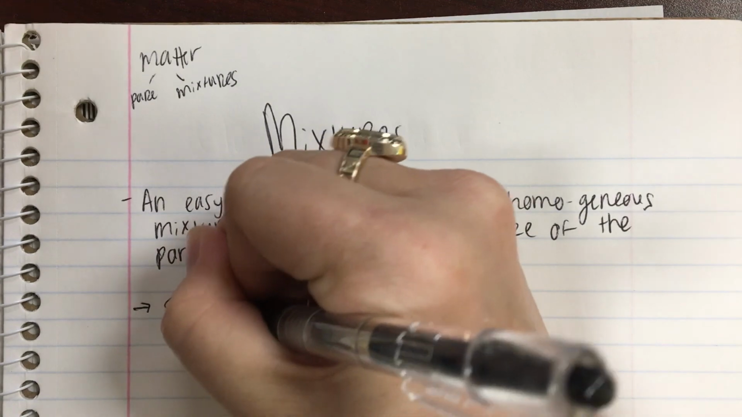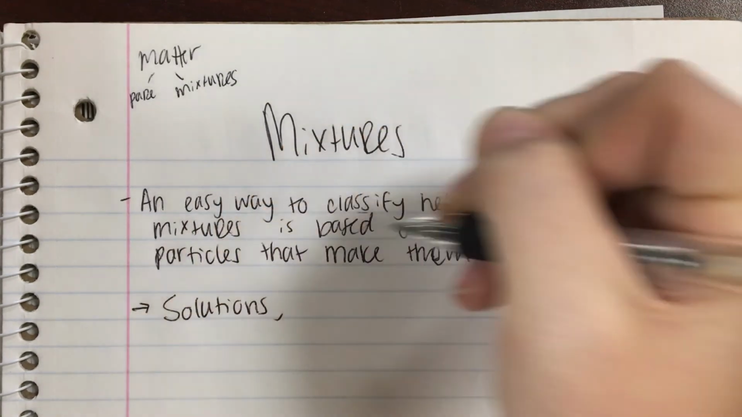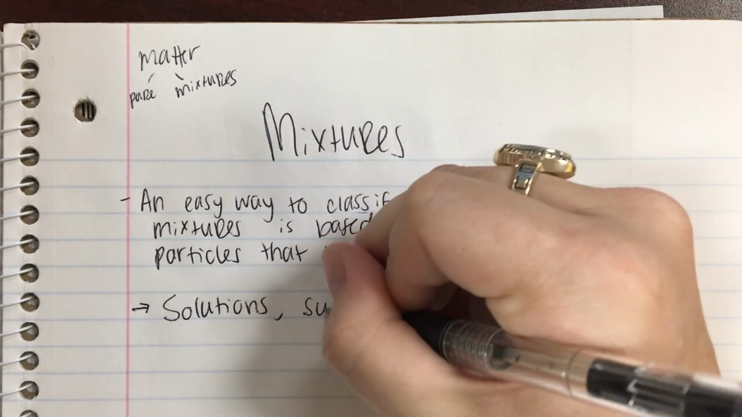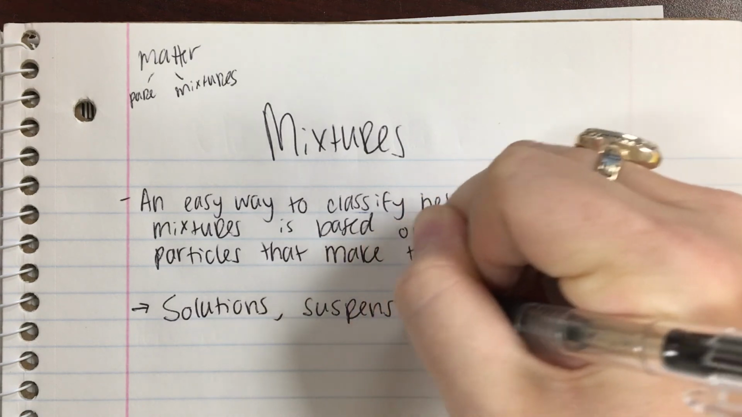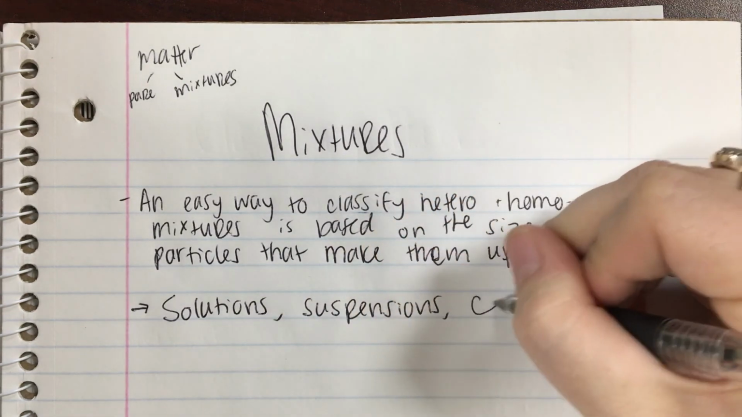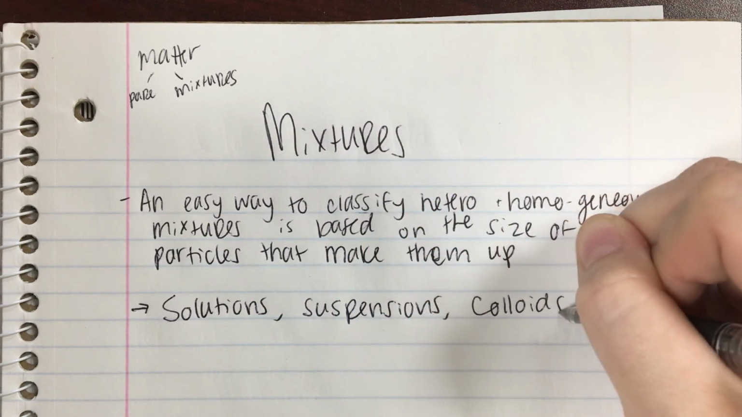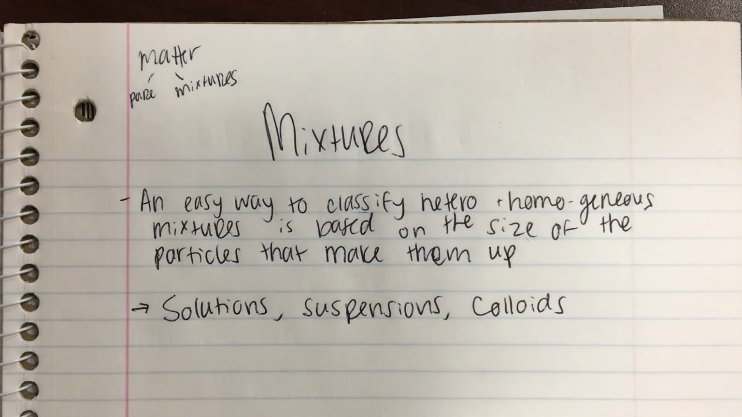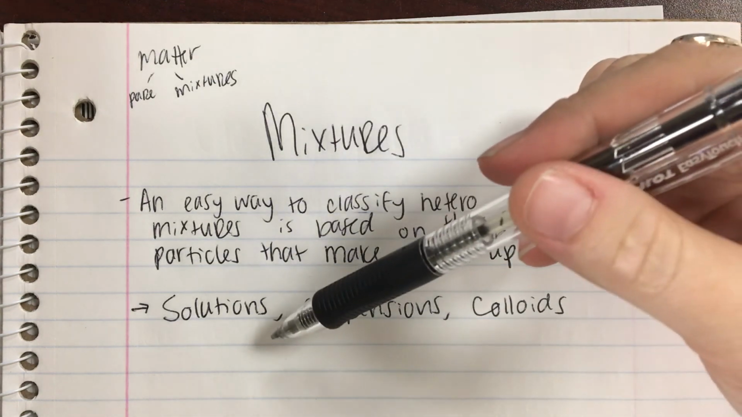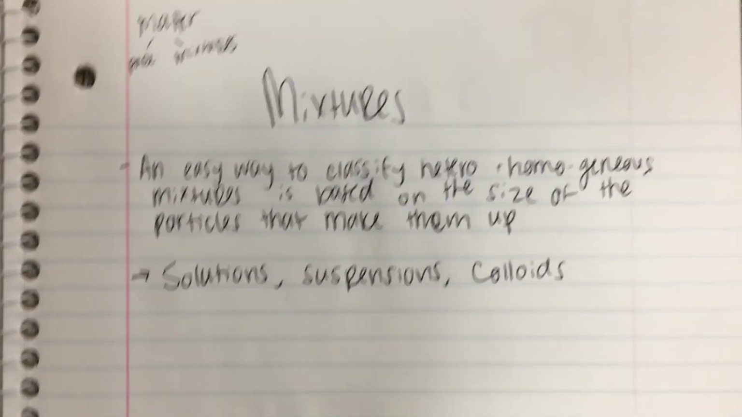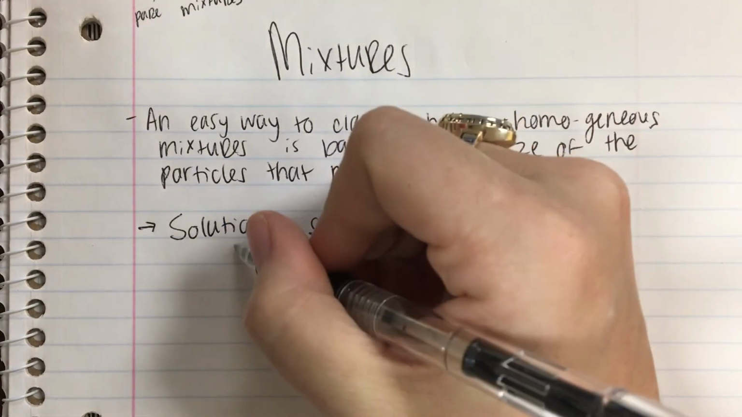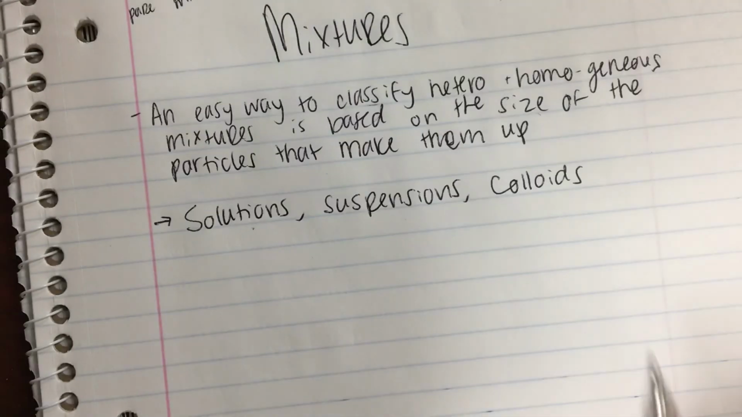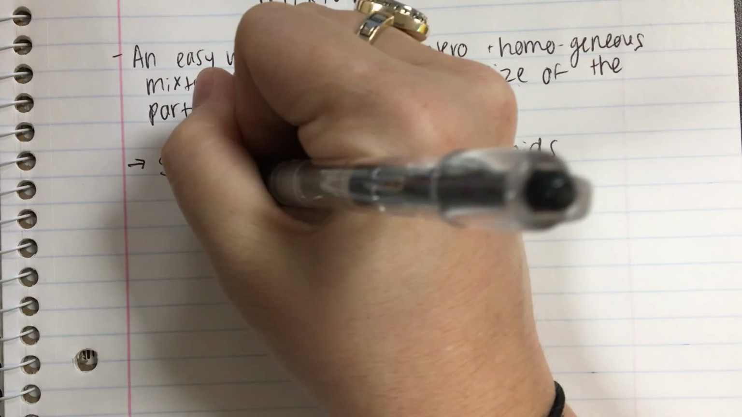So we have solutions, we have suspensions, and we have colloids. All right, we're going to talk about these three types of mixtures that can sometimes be a little more difficult to determine what type of mixture that they are. So we're going to start with solutions right here.